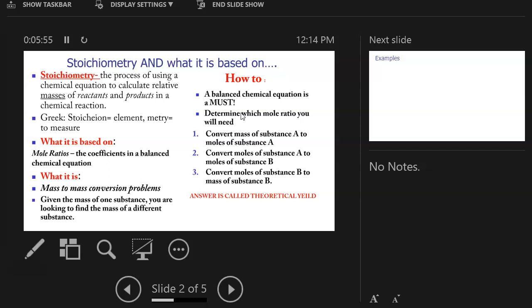And basically, this is what we're going to be doing. We're going to convert the mass of substance A to moles of substance A. And then we're going to convert moles of substance A to moles of substance B. And then we're going to convert moles of substance B to mass of substance B. So it's a conversion problem. We're going to end up with 2 conversion factors in our problem.